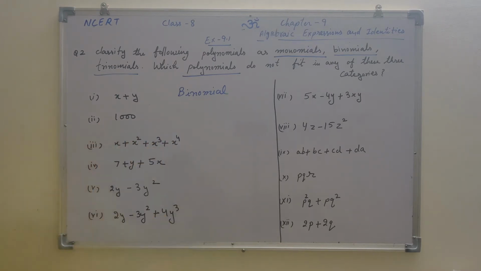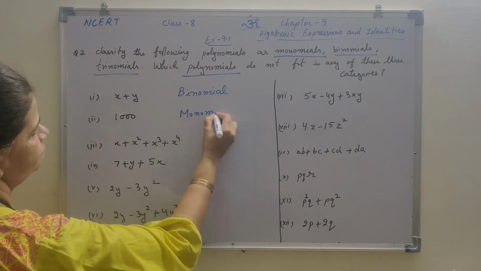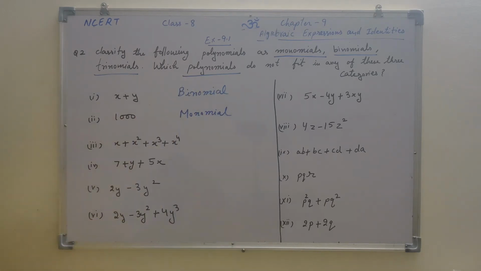Now we have another expression which is a single term, 1000, a constant. There is no variable, it's called a constant, a single term. Because it is a single term, it is differentiated as monomial. This is our monomial, right?